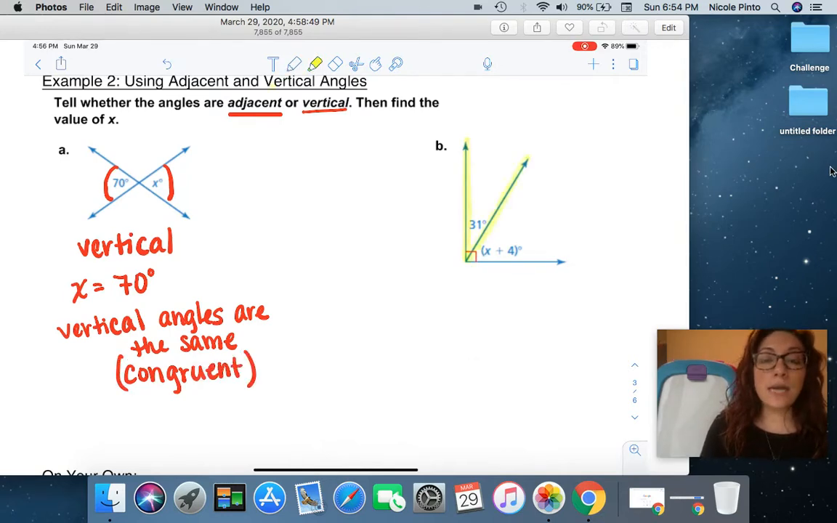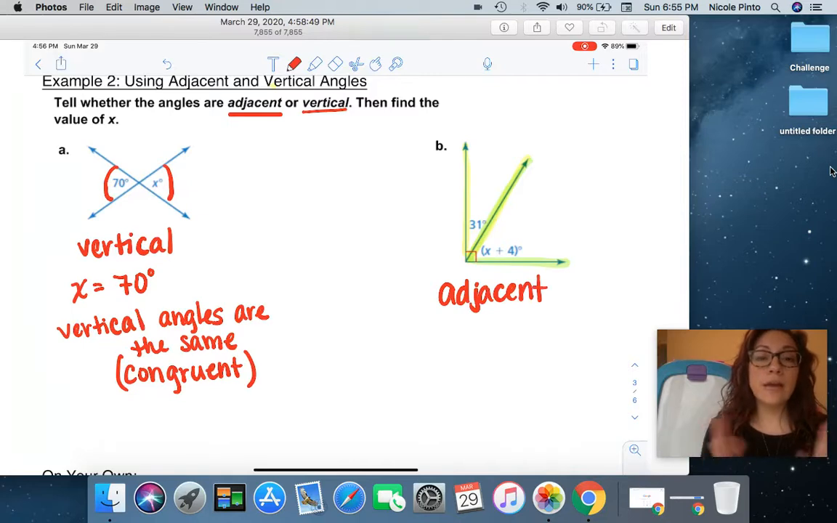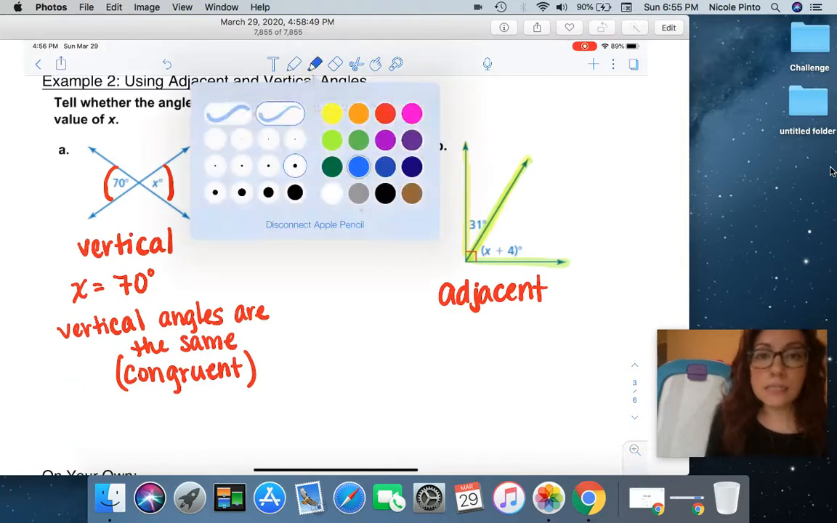If you look, I'm going to highlight the two angles that they are looking at. So you have that smaller one there and then the one right next to it. So would this be adjacent or vertical? If you were thinking adjacent, you are correct. Okay, that's an example of two angles next to each other. Now to find the value of x, that's going to be a little different.